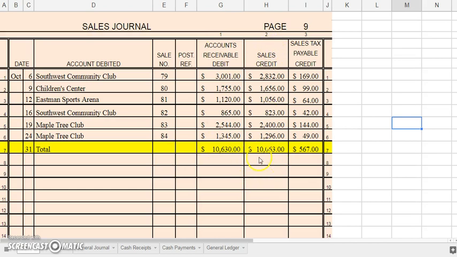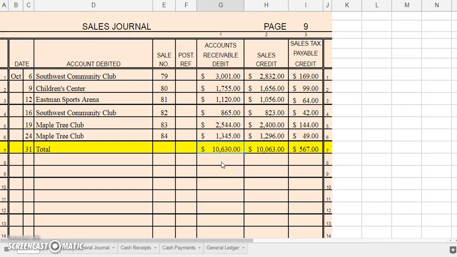I am now going to take these totals and I'm going to put them into the general ledger into the correct account. So once again, I start on the left and I'm going to look at accounts receivable. Guess what? We've already done a subsidiary ledger for all accounts receivable transactions. So this is actually not necessary to record. So I am going to skip it. If you want to record it, you can. It's not going to hurt anything.